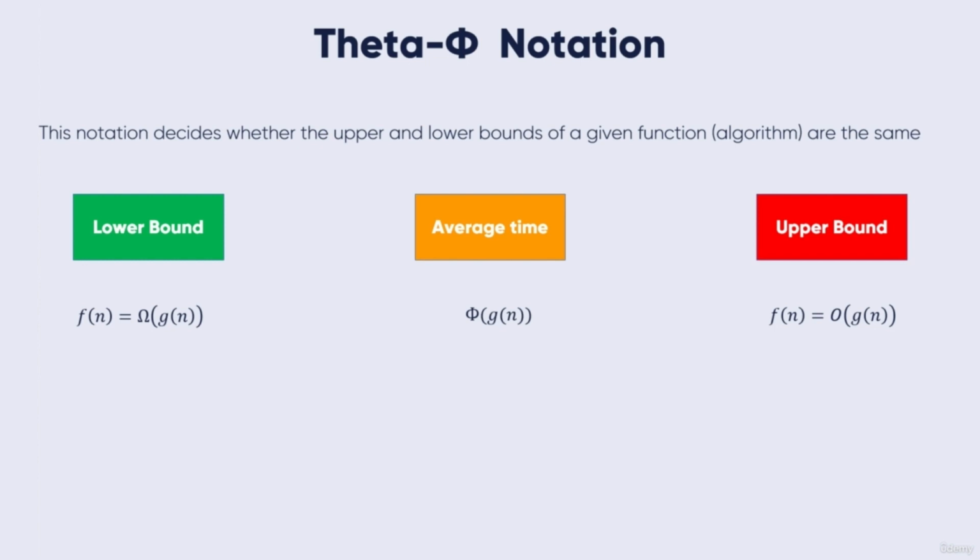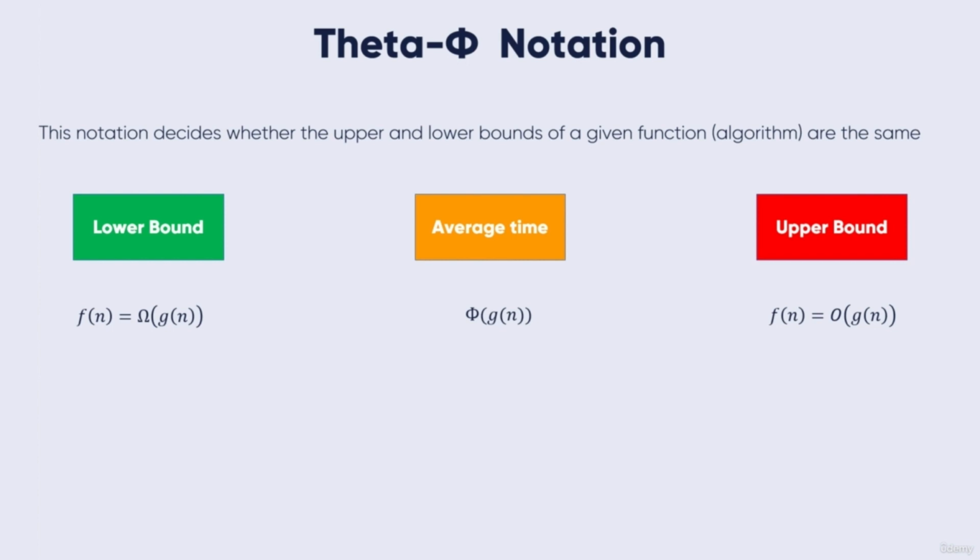In this case, we need to consider all possible time complexities and take the average of those. So the average time is the theta notation. So if the upper and lower bound are the same, the average and the theta notation would be the same. If the lower and upper bound are not the same, we take the average time of all algorithms between them and consider that as the theta notation.